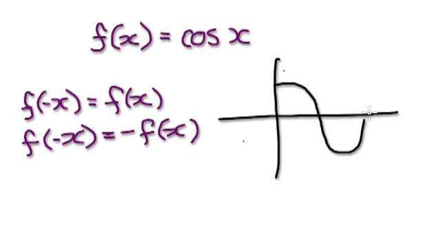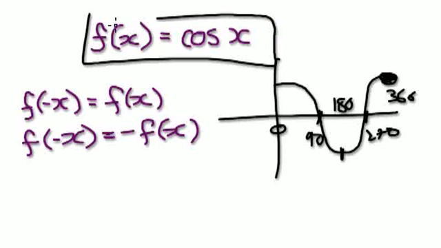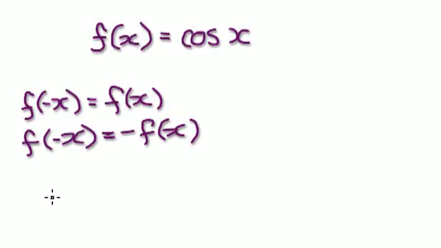Your cosine graph will look something like this. This here is 360, this here is 180, this is 270, this here is 90, and this here is 0. So roughly sketch your function here, and then somehow establish if it's an odd function, an even function, or neither. Press pause and have a go.